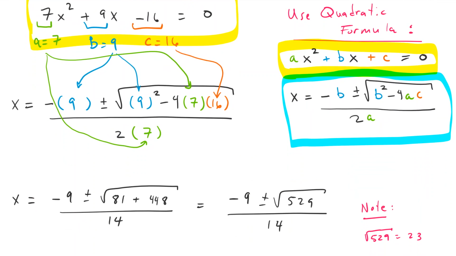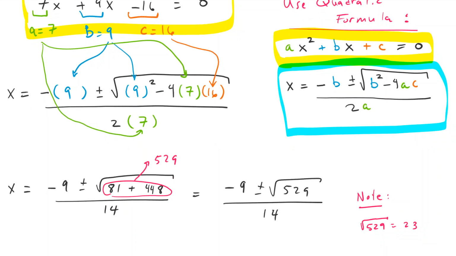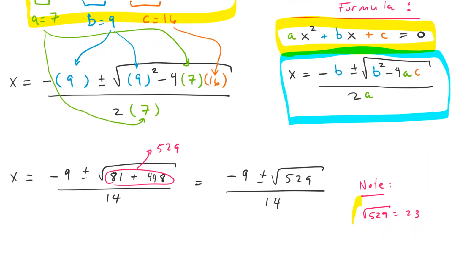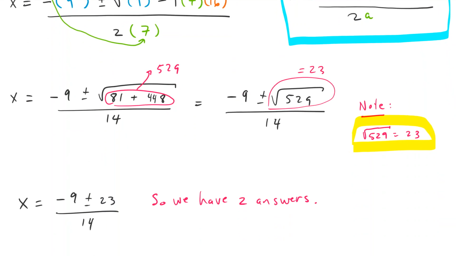We can combine this stuff underneath the radical. If we add it together, that gives us 529. And we also note that the square root of 529 is 23. So that tells us that this whole term right here is just the same thing as 23. So let's plug in 23 instead. So now we have two answers. We have negative 9 plus 23 and negative 9 minus 23 over 14.